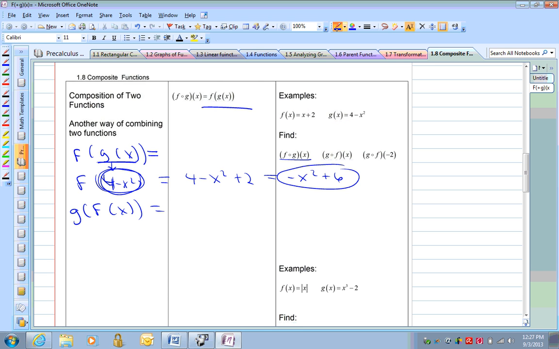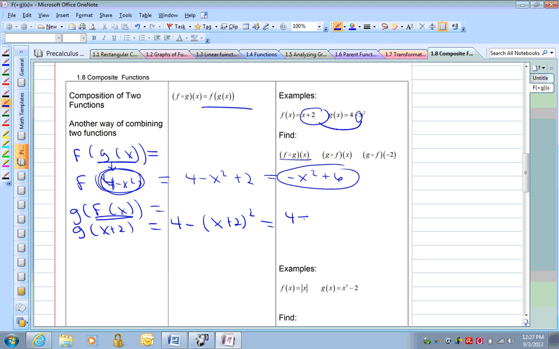This time, you would take your f function, which is x plus 2, and you would think of it as g of x plus 2. And you would take that information and plug it in for the x in the second function. So you would write it as 4 minus, and then parentheses, because the x is now x plus 2, and it would be squared. You're going to use your shortcut for binomial squares. We talked about that in class already.